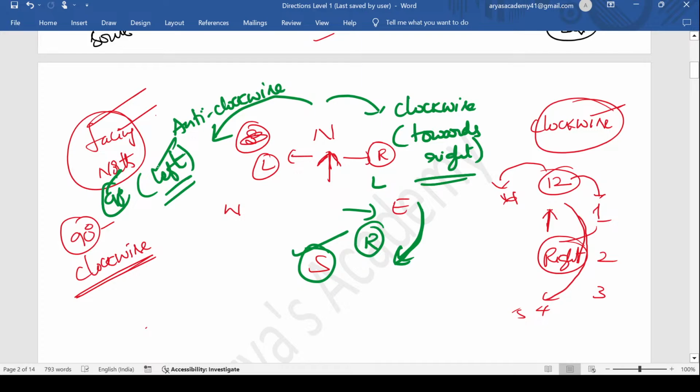Whichever may be the direction, you may be facing west, you may be facing east, you may be facing south, but you have to rotate towards your left if they are asking you to rotate anti-clockwise, and you have to rotate towards your right if they are asking you to rotate clockwise. So hope you got the idea, right? If you have any doubt, then please ask now itself, because if I move further, I cannot come back.